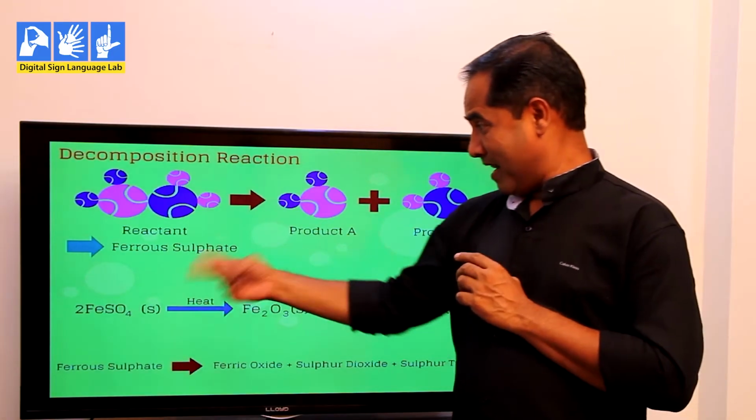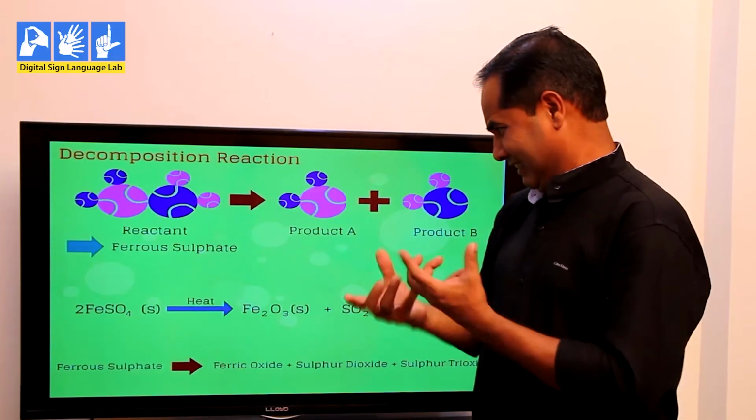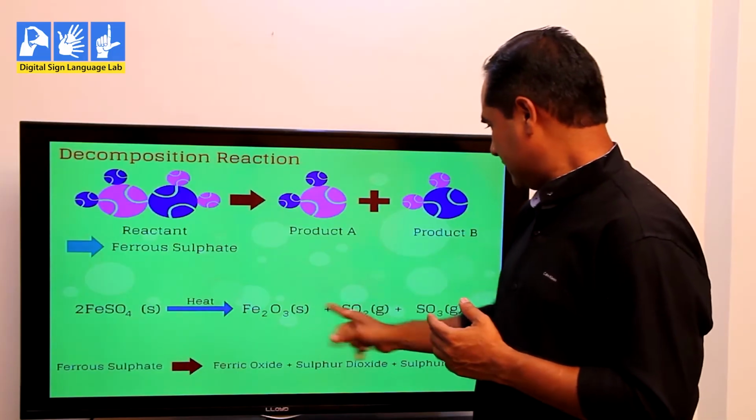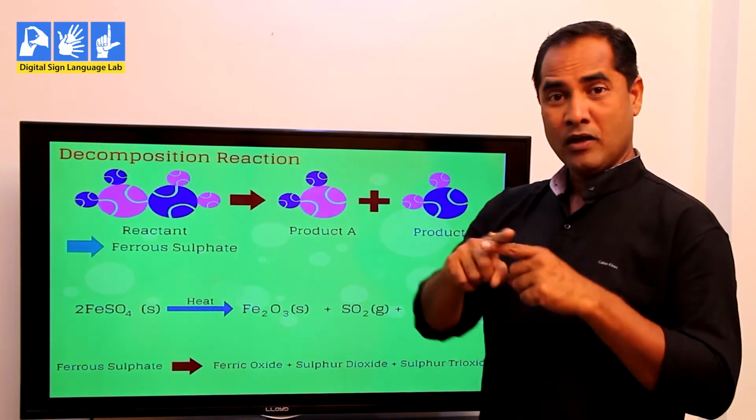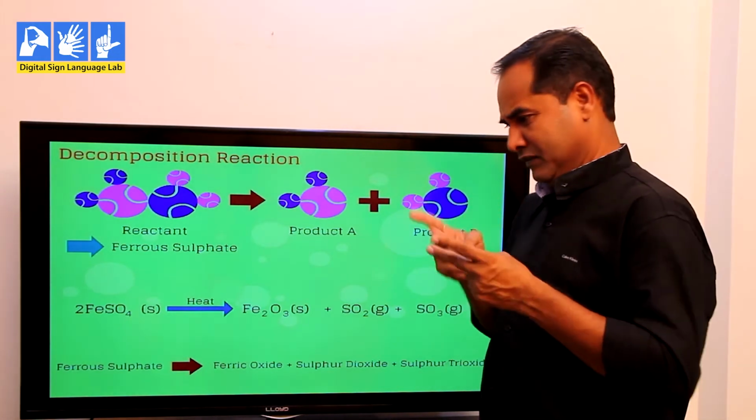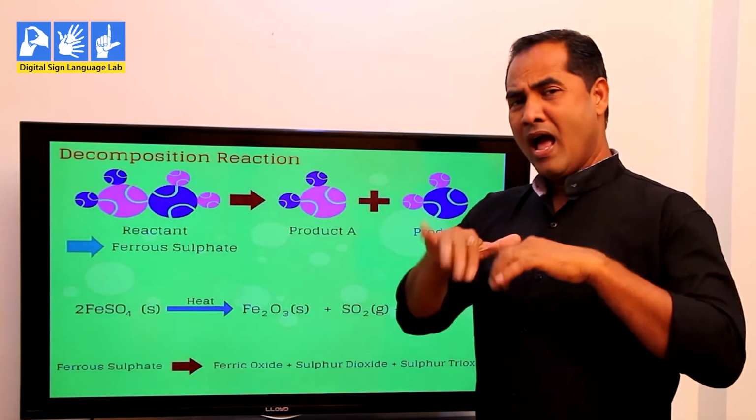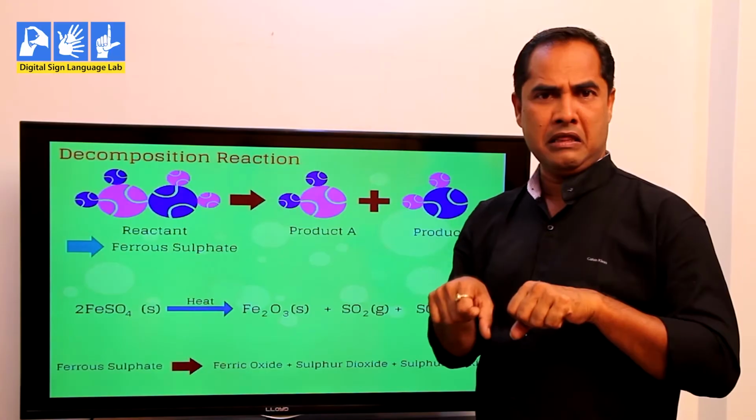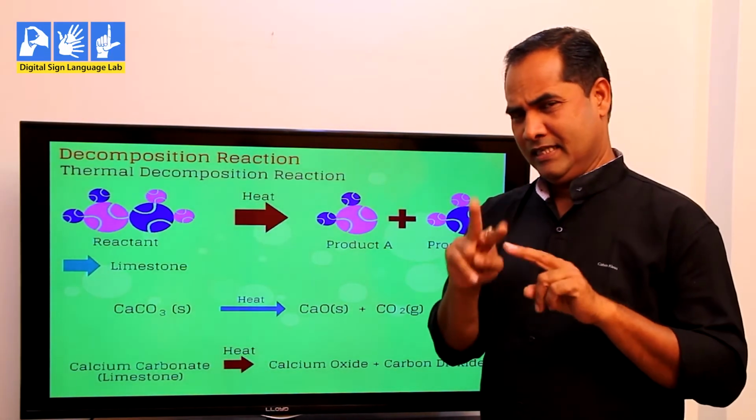So you can see the one reactant which was solid, after application of heat, breaks down into three components. So one solid and two gases. So in a decomposition reaction, one reactant breaks down into two or more products. I'll give you one more example.